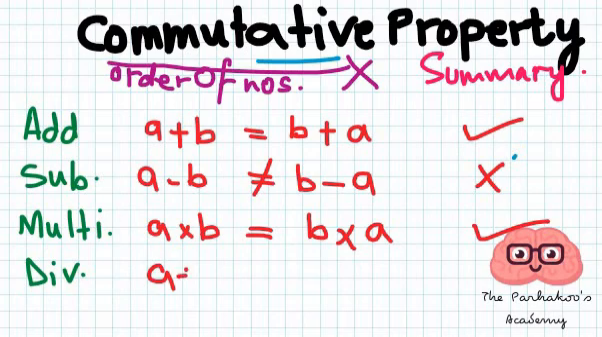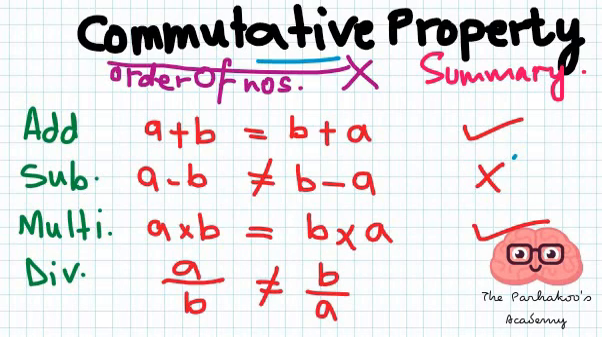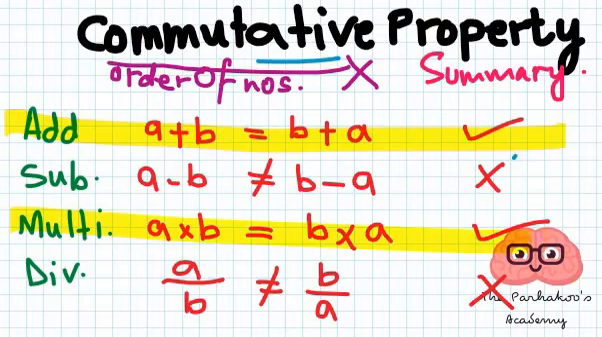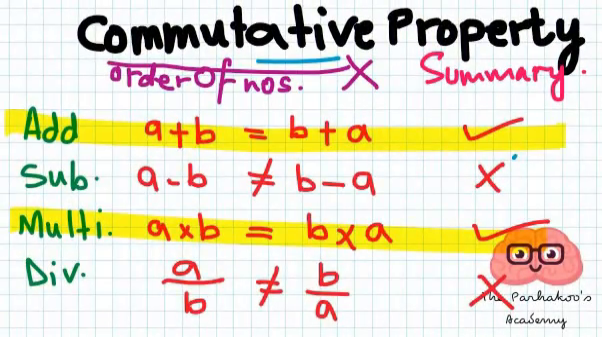And for division, here order matters. The way you divide matters. It does not produce the same result if you swap the numbers or variables. So commutative property is not valid in case of division. So only in case of addition and multiplication commutative property is valid. I hope now you have understood the commutative property of the number system.